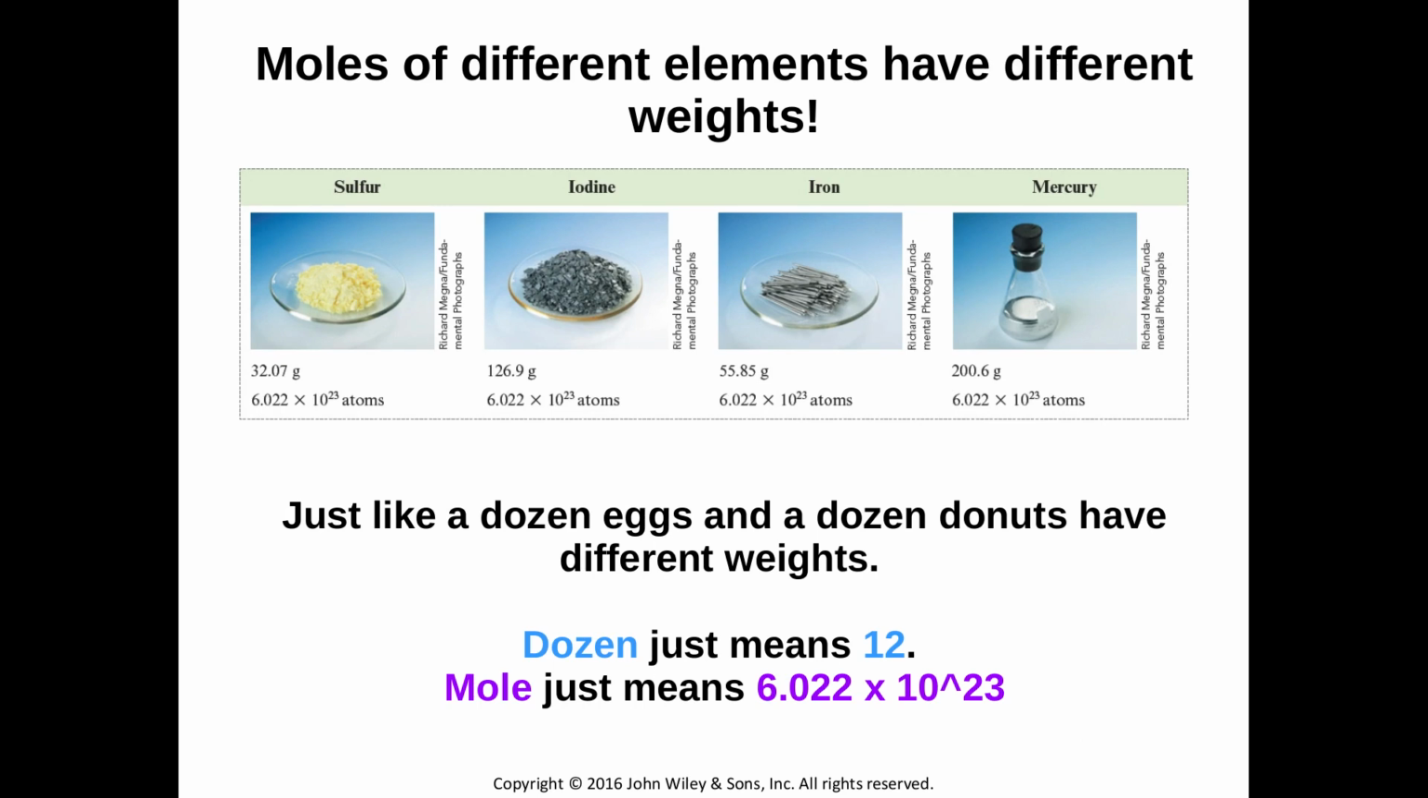So I just want to remind you once again that moles of different elements are going to end up having different weights. So here in this figure there's a mole of different elements. So here's sulfur, iodine, iron, and mercury. They all are containing Avogadro's number of atoms, so this is 1 mole of each substance, but you can see they have different weights. And once again, this is something you can read off the periodic table. So the iodine is heavier than the sulfur because we're just counting the same number of atoms, so they end up having different weights. So just like the dozen eggs and the dozen donuts have different weights, a mole of each one of these compounds ends up weighing something different.